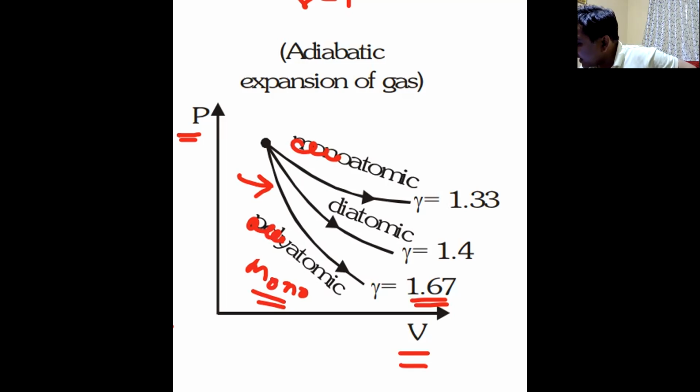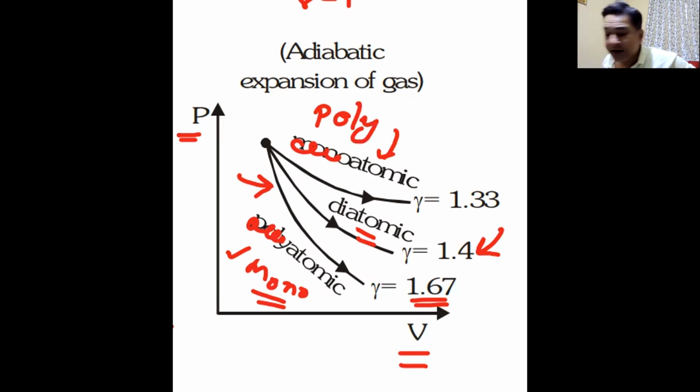Then we look at diatomic gas. The value of gamma is 1.4. It is steep, but it is less steep compared to monoatomic gas. If you look at the last graph, the upper graph, this is the graph of a polyatomic gas. The value of gamma for polyatomic gas is 1.33. This is the lowest gamma, and therefore the graph is very less steep, and it is the upper graph.